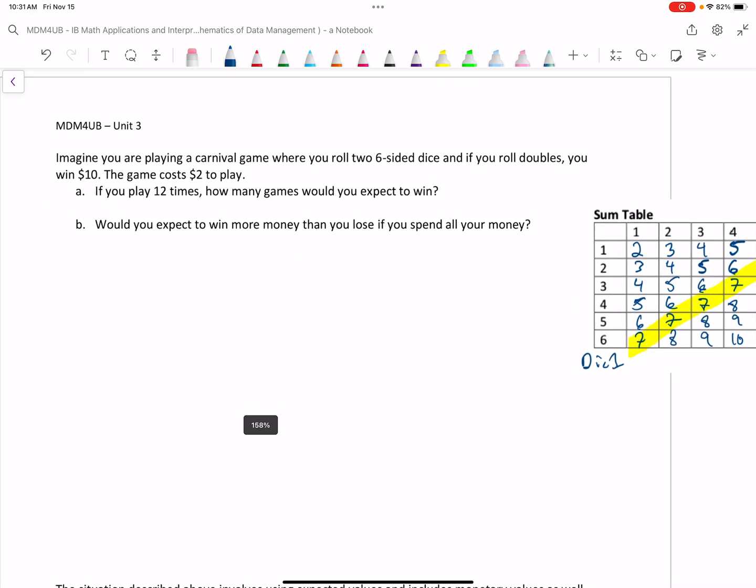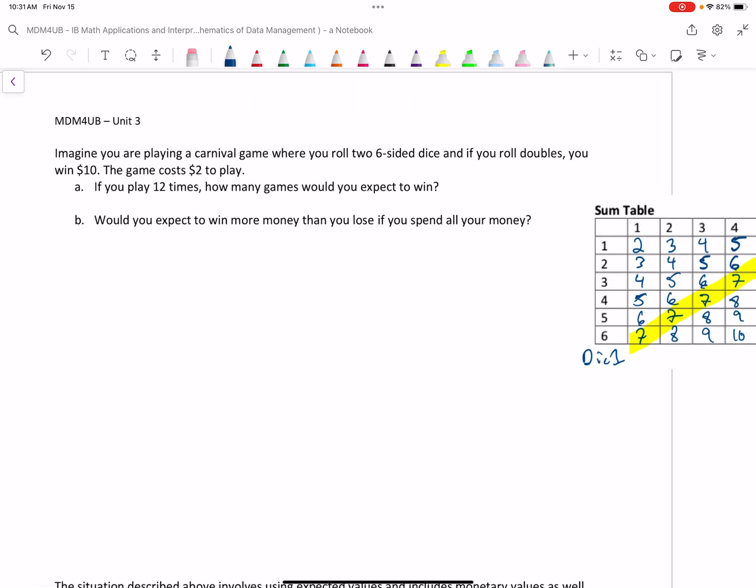So this one is more of an application of what we're doing. So imagine you're playing a carnival game where you roll 2 6-sided dice. And if you roll doubles, you win $10. And the game costs $2 to play. Doubles, just so we remind ourselves, is just when you get the same number on each die.